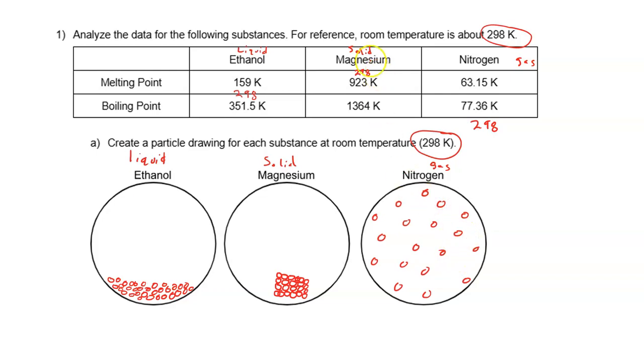So we know magnesium is solid, so we're going to represent that with tightly packed particles with a definite shape. We know ethanol is a liquid, so also particles close together, a little bit not quite as tightly packed as our solid, but taking the shape of the container. Gas particles completely separate from each other, taking up the whole space of the container. Right?